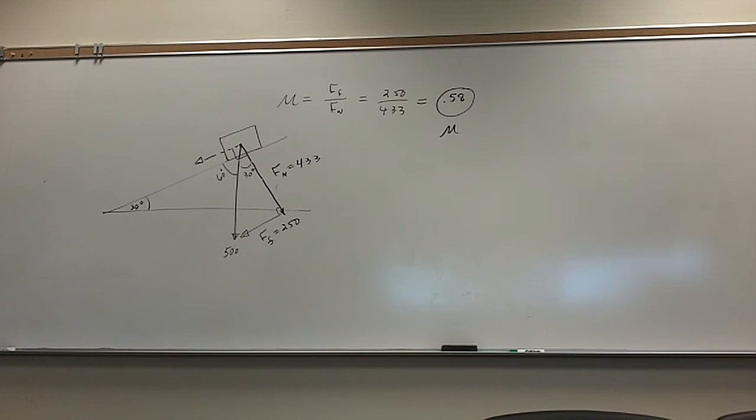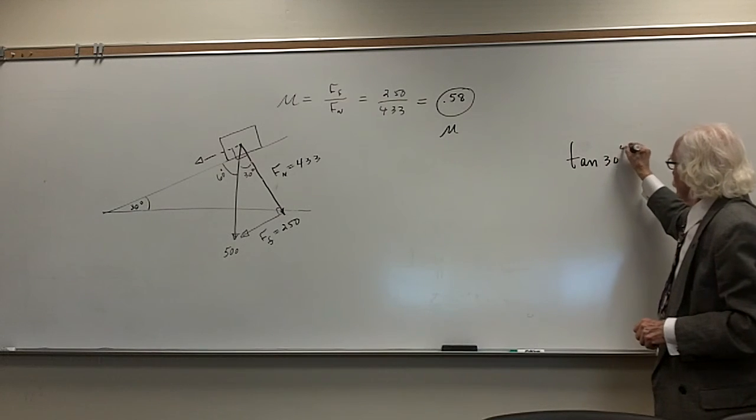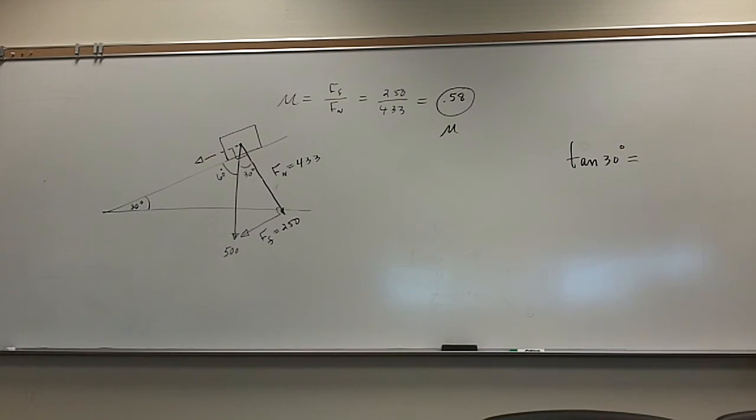That's crazy. So this says, if the tangent of 30 degrees, somebody calculate the tangent of 30 degrees real quickly. Just punch tangent and then 30 degrees. 0.58. So that's 0.58.